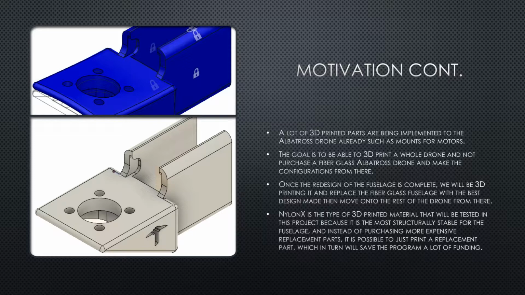We are going to be changing the material of what the drone is being made out of. When we purchase the drone, it is originally made out of fiberglass, but once the redesign of the fuselage is complete, it will be a 3D printed drone. And from the fuselage, we'll go ahead and move on to the rest of the drone from there. For this project, I'm going to be testing Nylon X as my 3D printed material. So instead of purchasing replacement parts for the drone in the case something occurs, we can print a replacement part, which in turn will save the program a lot of funding.